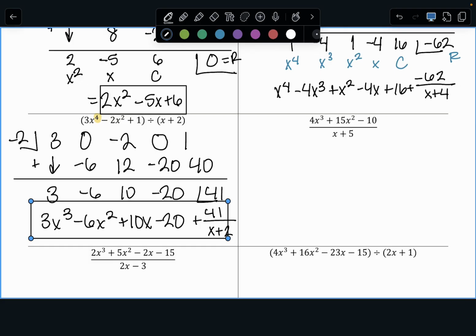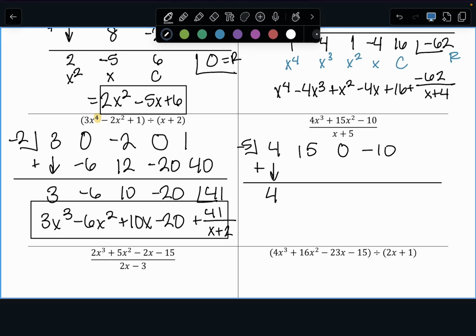The next one. What number should go in my box? -5. Okay. Then I look at my coefficients. My first one's 4. So 4. 3 goes to 2. So my next one's 15. What comes after 15? 0. I don't have an x term, so I need a 0. And then minus 10.